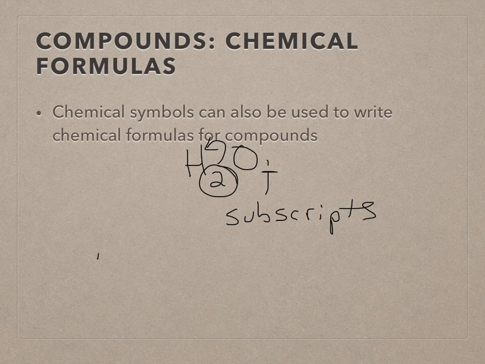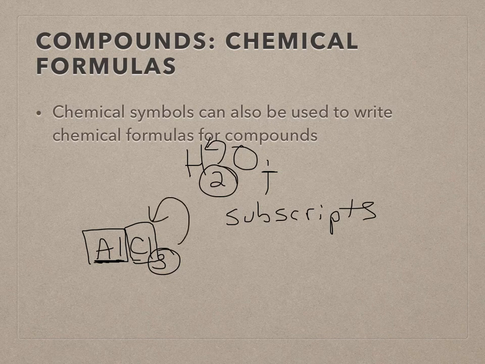But maybe we have something like this. We could have AlCl3. Notice that one of the ways that we tell they're different elements is by the capital letters. So there's a capital letter and then a small letter, so I know that that's just one element. I know that this is an element, Cl. But this little 3 says there's 3 of these and 1 of those.